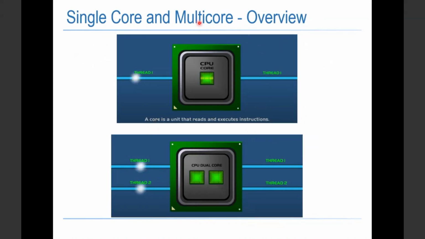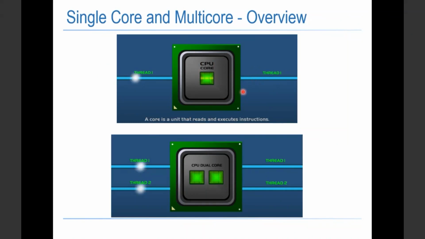Okay, so now we're looking at more details on the single core and multi-core. A single core is a unit that reads and executes an instruction. You can see here, you have this thread. This is where you read, and after that it executes the instruction.